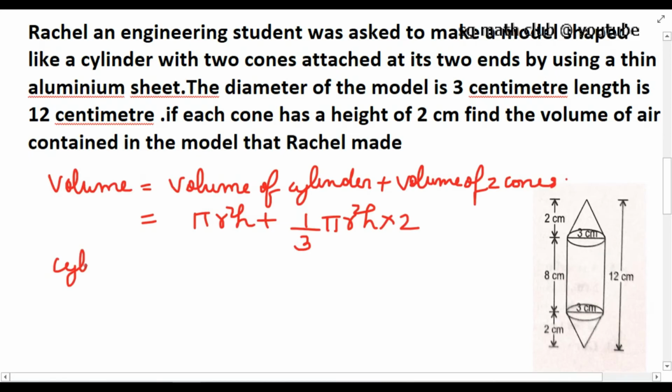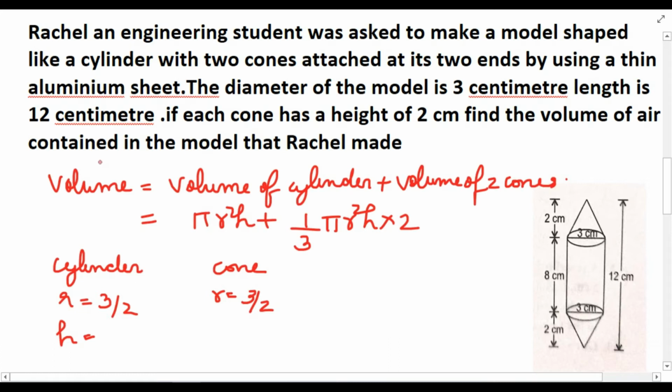Now we will write the height and radius for the cylinder as well as the cone. The diameter of the model is 3 cm. That means the radius will be 3 by 2. For the cone also it will be 3 by 2. And the length is 12 cm, so the full model length is 12 centimeter. We need to find the height separately for the cone as well as for the cylinder. And each cone has a height of 2 centimeter.